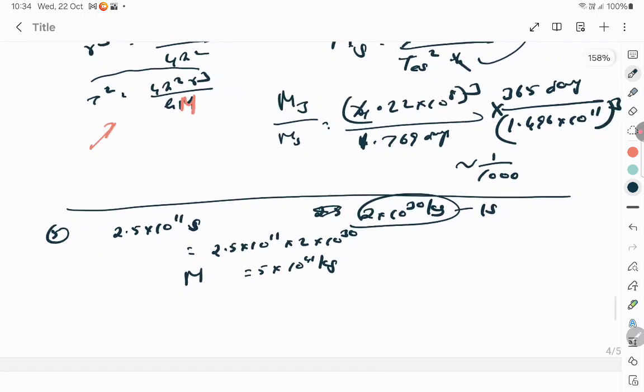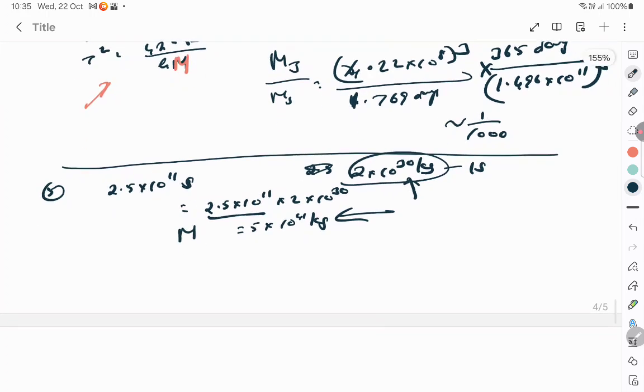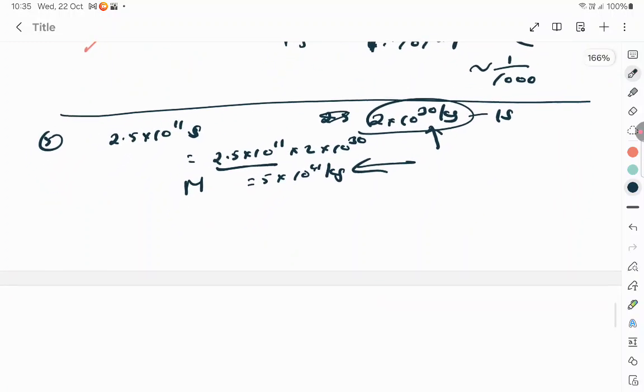Let's assume that a galaxy consists of so many stars, each of 1 solar mass. 1 solar mass itself is 2 into 10 to the power 30 kg, but there are so many, 2.5 into 10 to the power 11, so you multiply that, you get the total mass of all the stars in the galaxy. How long will a star at a distance of 50,000 light years from the galactic center take to complete one revolution?